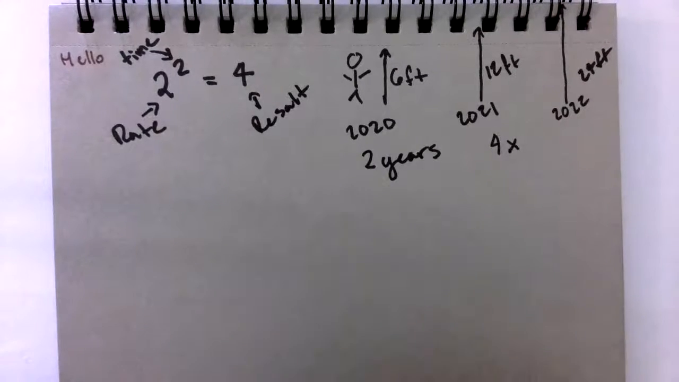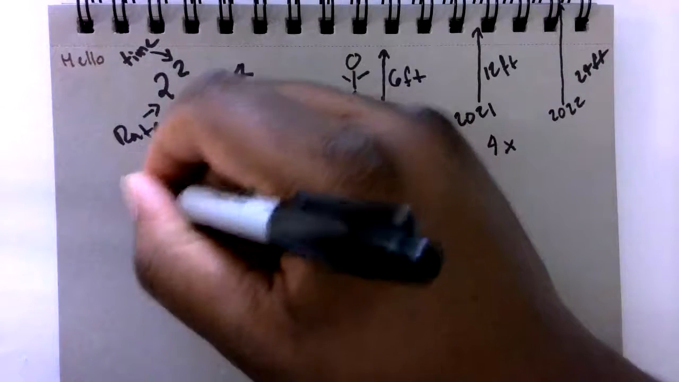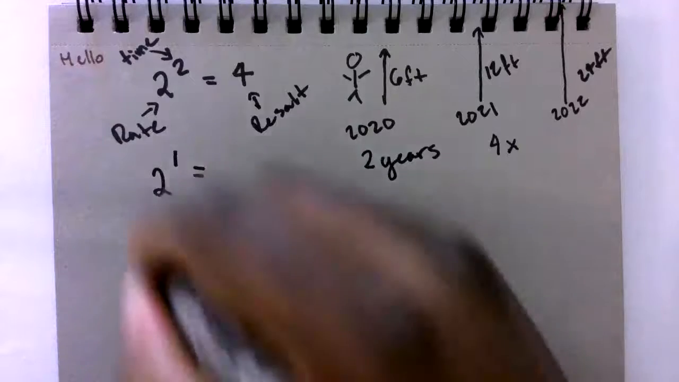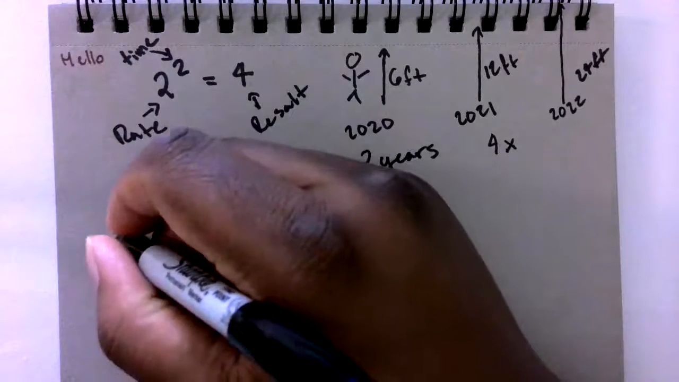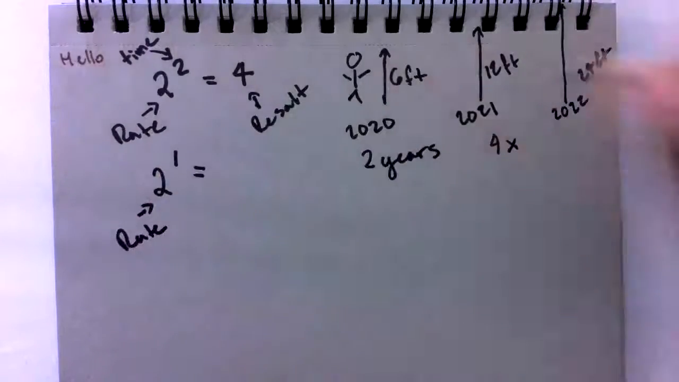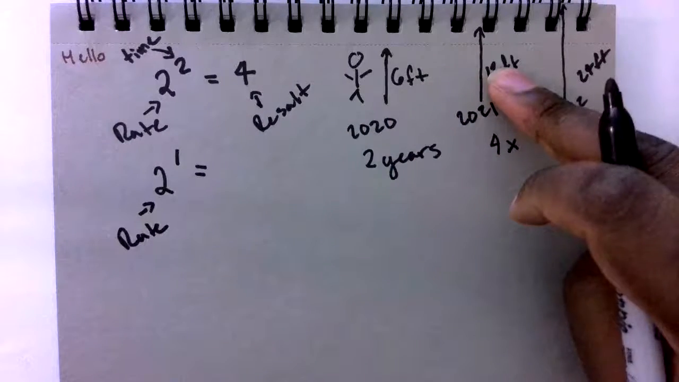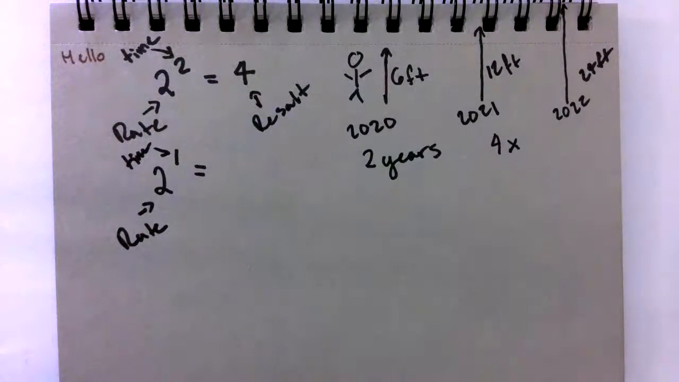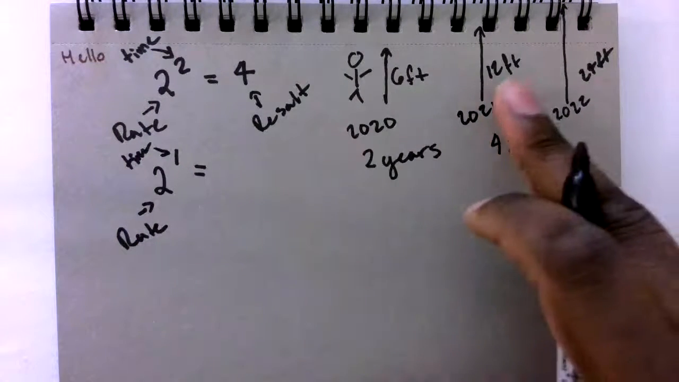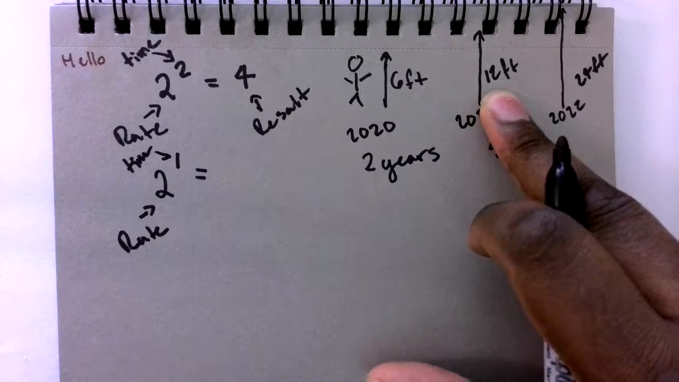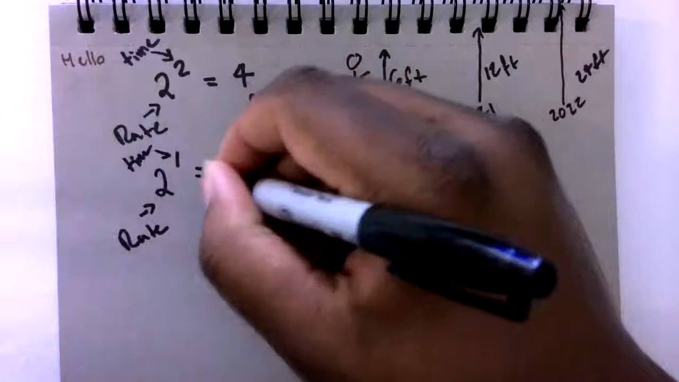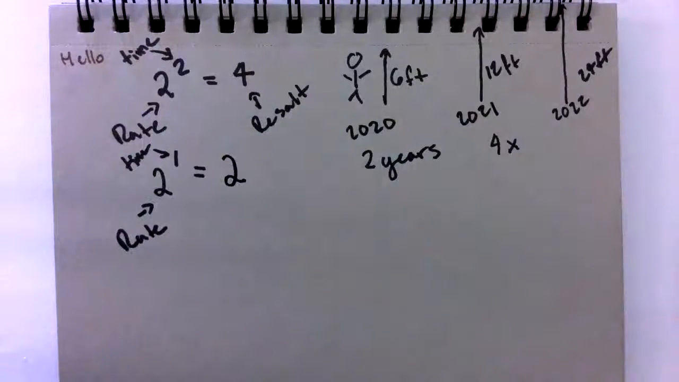All right, well, let's think about it. So what is 2 to the first power? Well, the rate, once again, is I'm doubling every year. The time is 1 year. So after 1 year, how much taller am I than when I first started? I'm 2 times as tall.